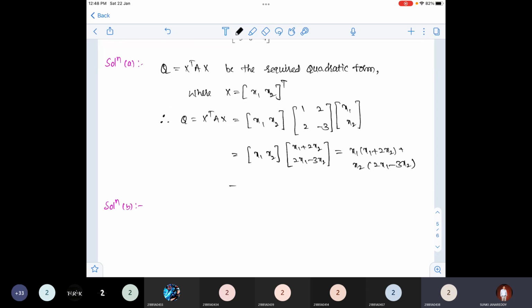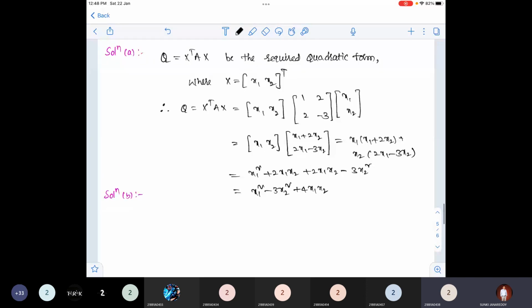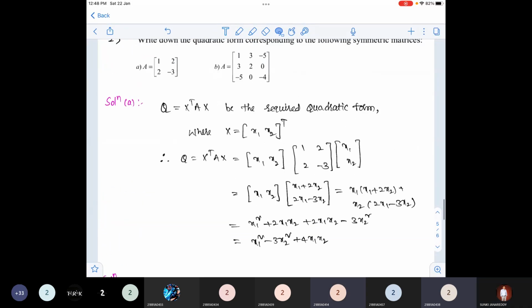Then that one is equal to x1 square plus 2x1x2, next plus 2x1x2 minus 3x2 square, right? Now that one is equal to x1 square minus 3x2 square, next plus 4x1x2. Okay, now it is the required quadratic form for the given matrix. I think you understood. All of you okay now?